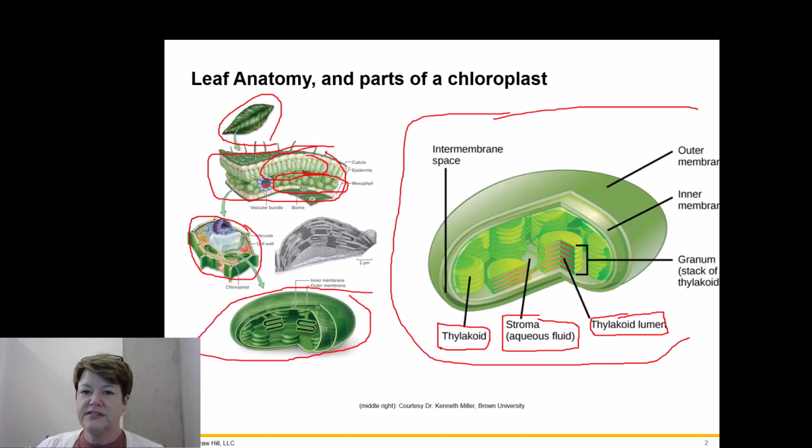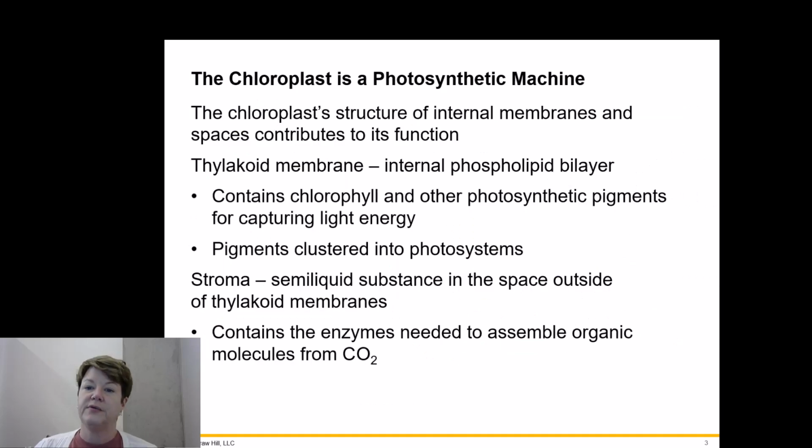So when we look at this picture here, the artist has done a few things that I don't care for. And it's hard, I guess, if you're an artist to make choices. But really, the outer membrane and the inner membrane have no color at all. They are colorless. But the thylakoids, that's where the chlorophyll and other pigment molecules are. So those membranes have a color. They're green. Anyway, all right.